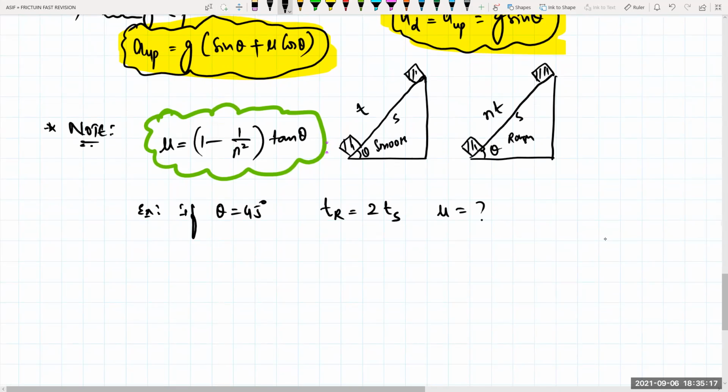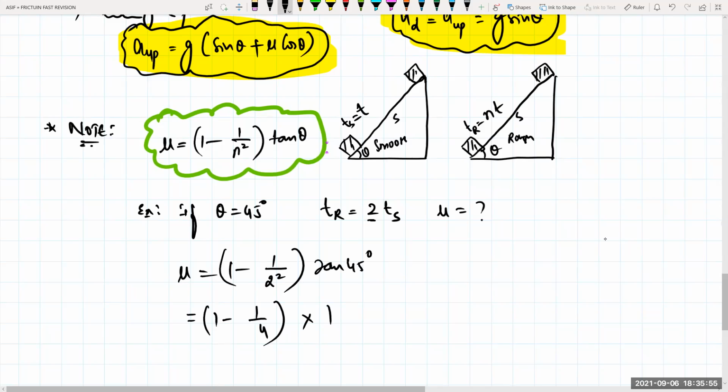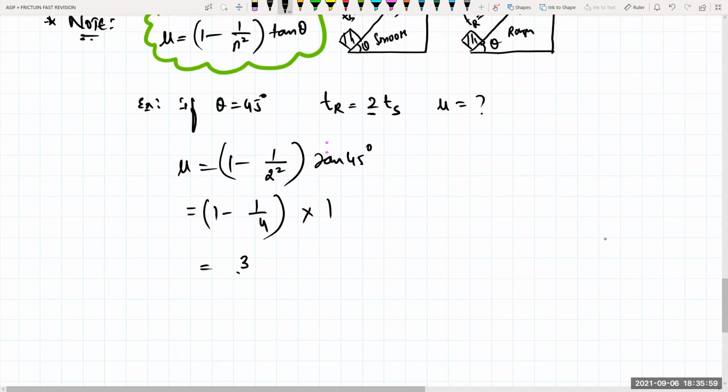This is n times, the time on the rough surface, and this is the time on the smooth surface. Theta is 45. Use this formula: mu is equal to 1 minus 1 by n square into tan theta. What is n here? It is 2 times the time on the smooth surface, so n is 2, and we get 2 square. Tan 45 is 1. So that will be equal to 1 minus 1 by 4 into 1. 1 minus 1 by 4 is 3 by 4. Got it?